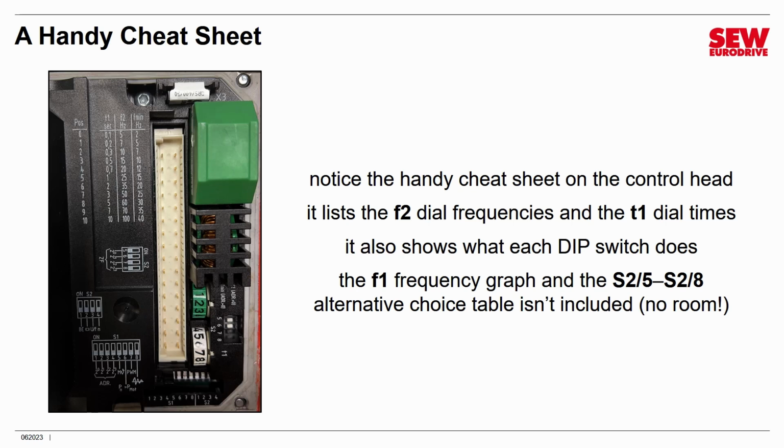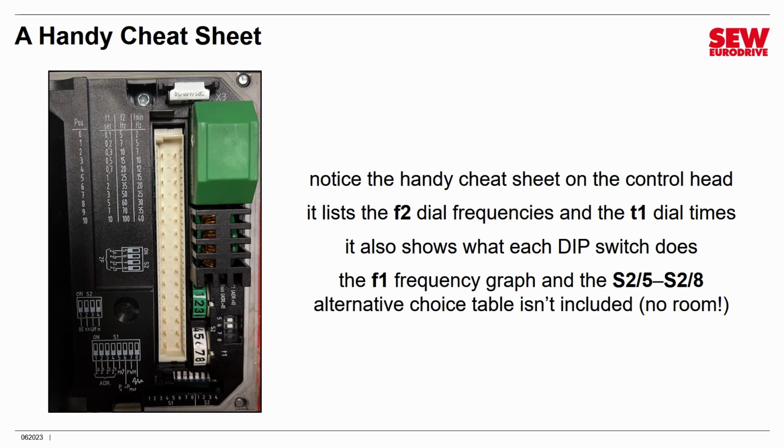Underneath the control head is a handy little cheat sheet. It doesn't contain all the information you need, but it contains a lot of it. For example, you can see it lists the F2 dial frequencies and the T1 dial times. It also shows a diagram of the dip switch banks and identifies what each switch does. The only thing that isn't there is the F1 frequency graph and also that table of choices for alternative operations that the S2.5 through S2.8 switches control. There just wasn't room for those, so no way those could have been fit in.